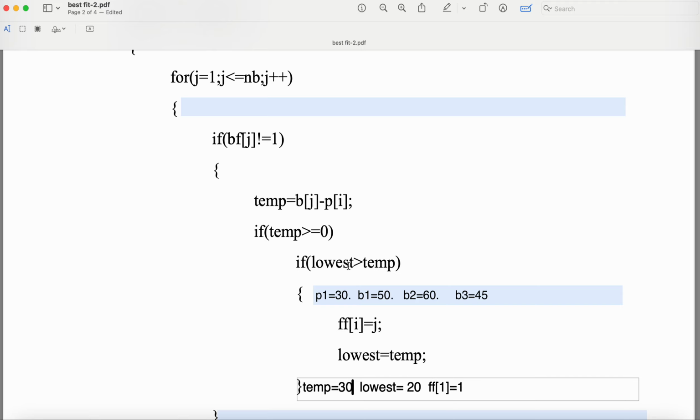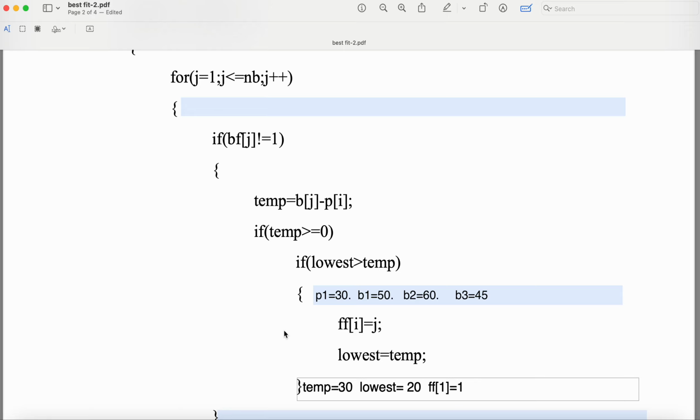Next, what is the condition? If lowest is greater than temp, what is lowest? 20. What is temp? 30. So 20 greater than 30? The condition is false. So there is no need to change the lowest value. Why? Because between 20 and 30, 20 is the lowest value only. So F of 1 equal to 1 only. That means the first process is stored in the first fragment only.